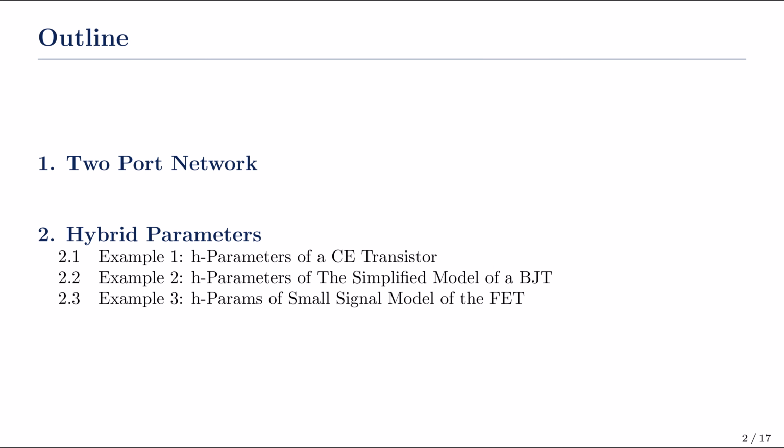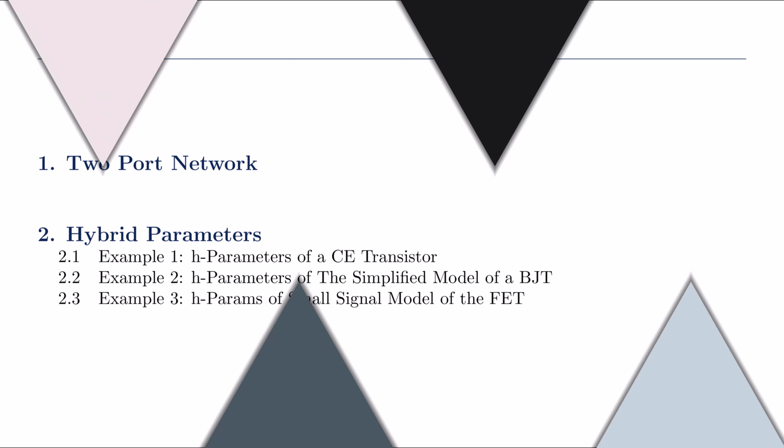We then introduce the hybrid parameters and their dual form, the inverse hybrid or G parameters. After establishing the definitions, we will study three applications. The first is the common emitter transistor. The second is a simplified model of a bipolar junction transistor. The third concerns the small signal model of a field effect transistor. The objective is to show how the general two-port definitions can be used to derive practical device models.